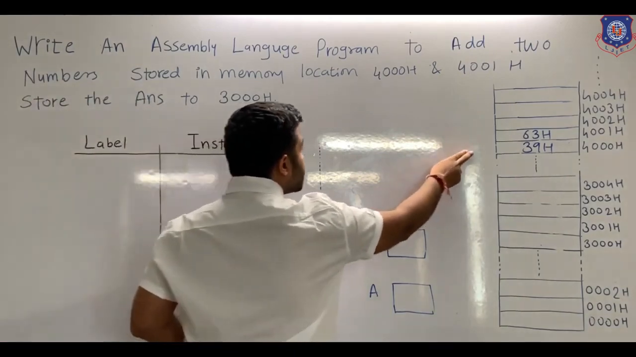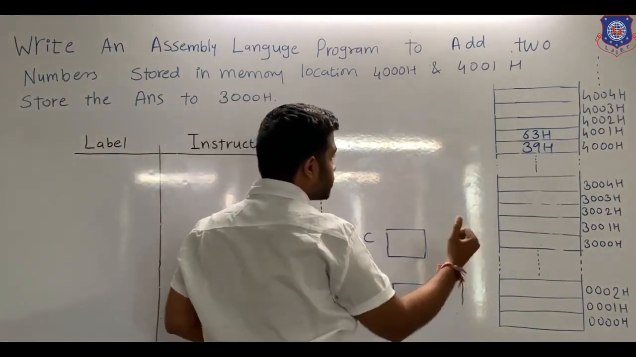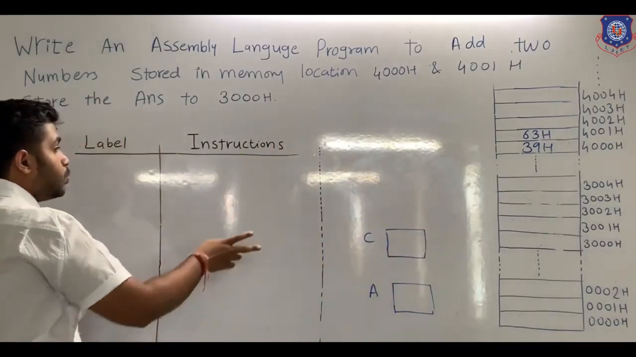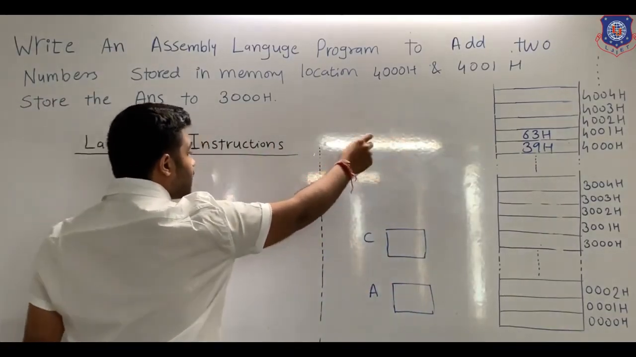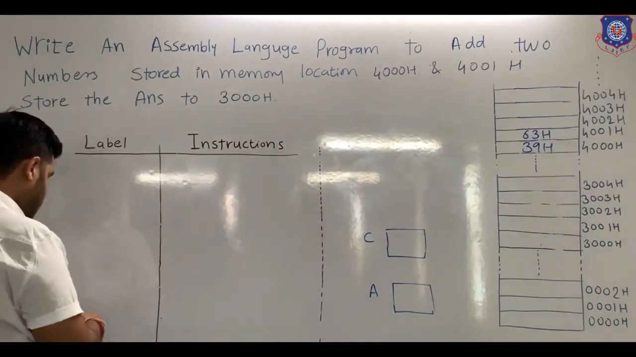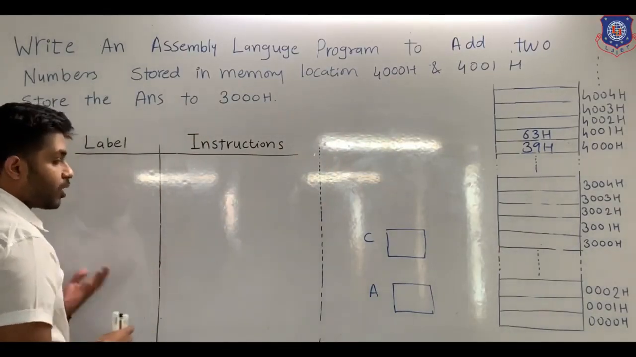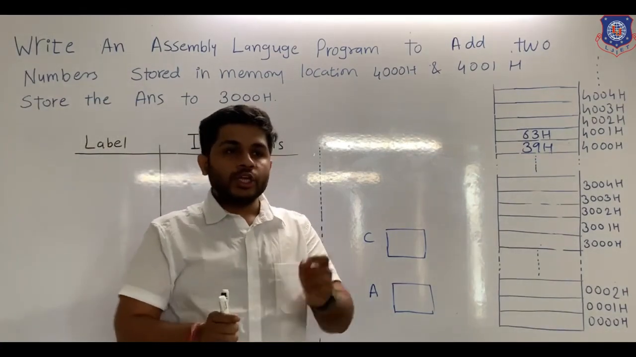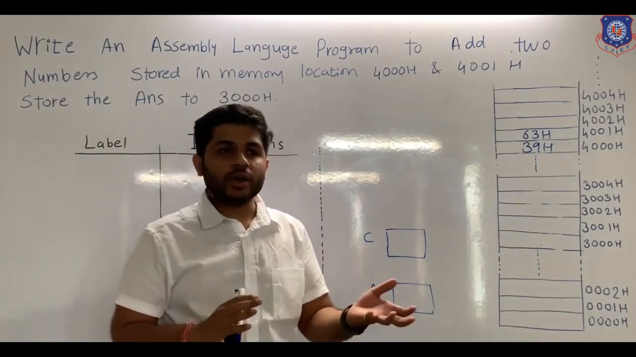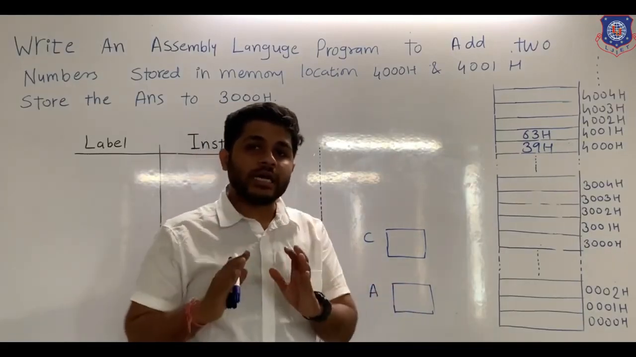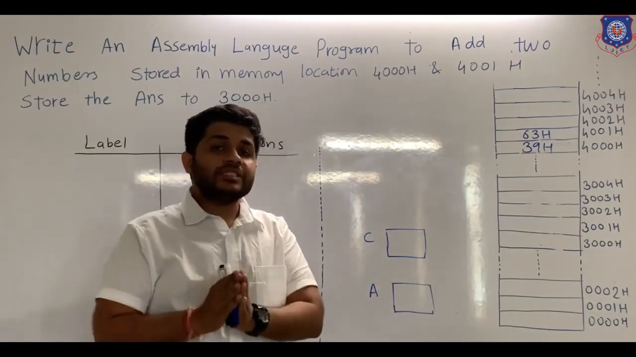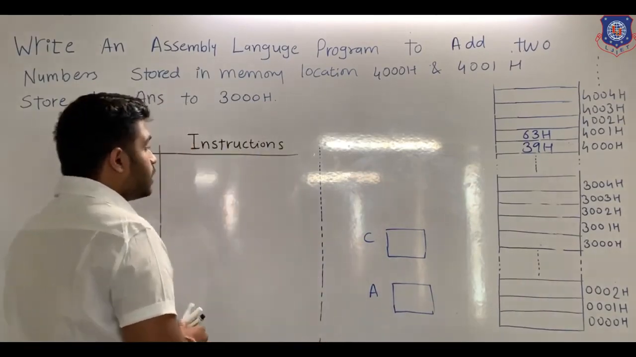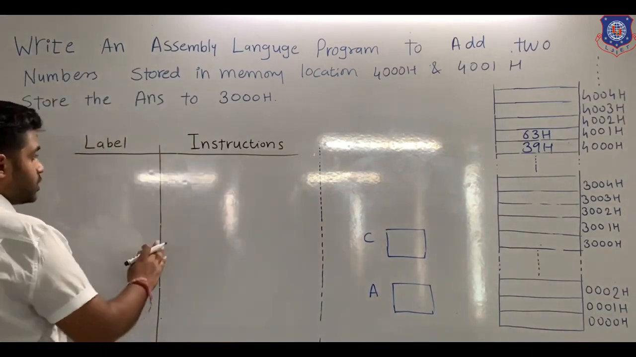So in 4000H and 4001H, two data are stored. We are asked to write an assembly language program using which we can add these two numbers and store the answer in 3000H. Now, the microprocessor cannot perform any operation in the memory directly. To perform addition, subtraction, or any operation on the data, the microprocessor first transfers the data into its internal registers. Okay, so let's write the first instruction.